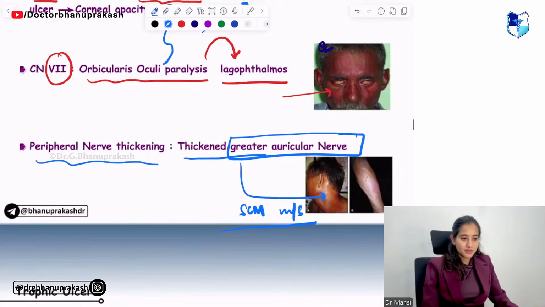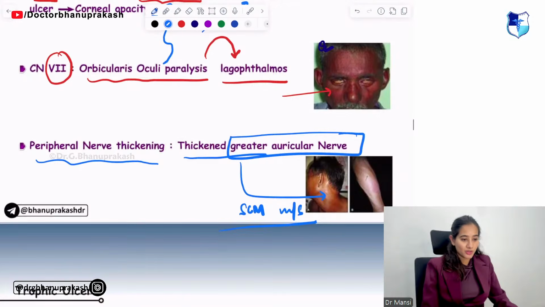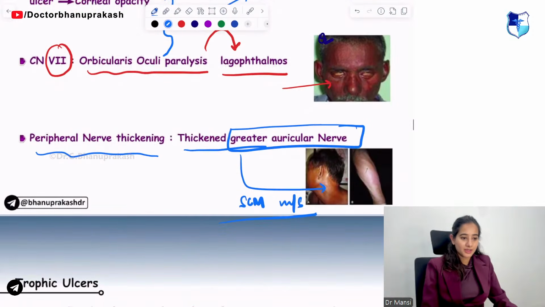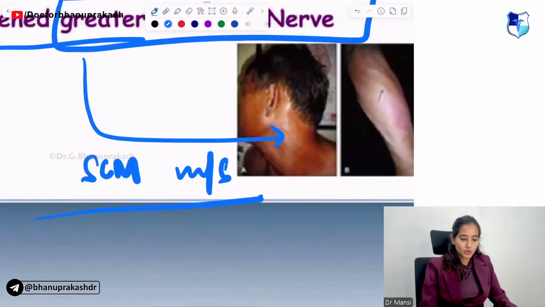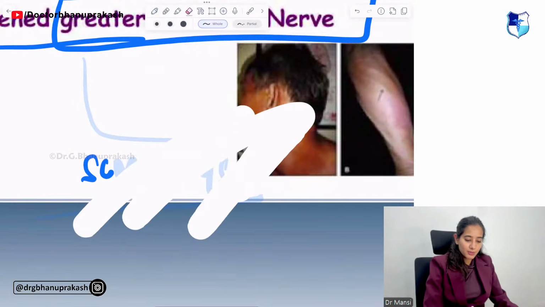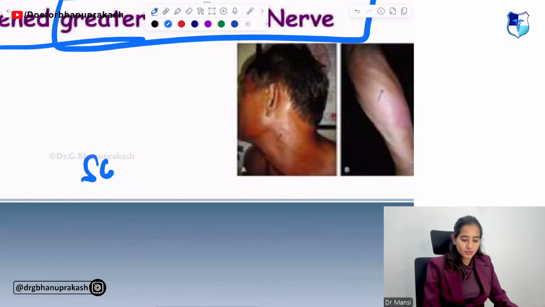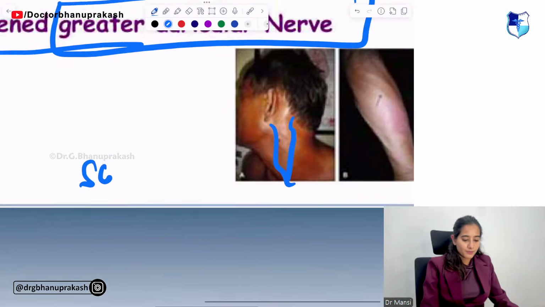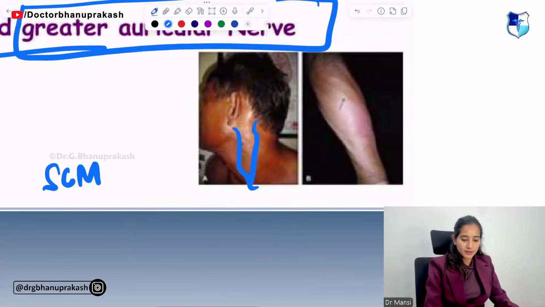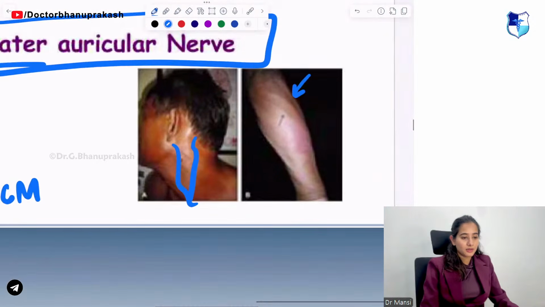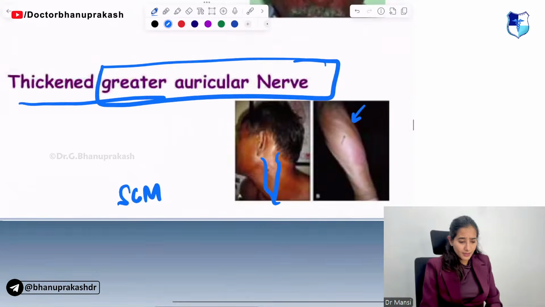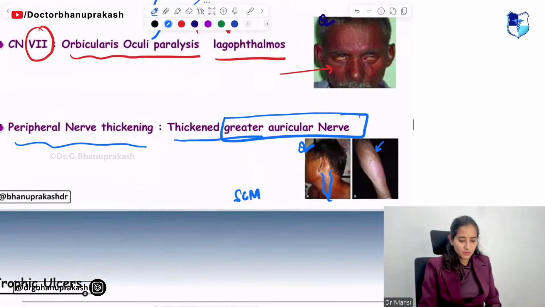Lagophthalmos will be there. Exposure keratitis will be there. Greater auricular nerve. So just see this image. This is actually important for you to diagnose. Around this sternocleidomastoid muscle, your nerve will be seen thickened, and this is your ulnar nerve, which is thickened. That can be asked. So this is a PYQ.